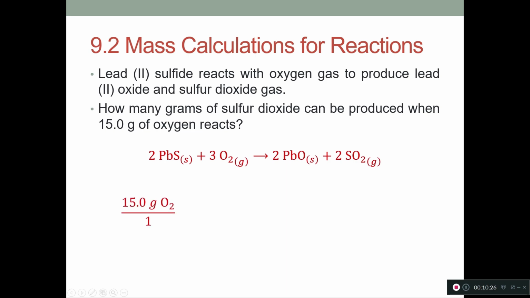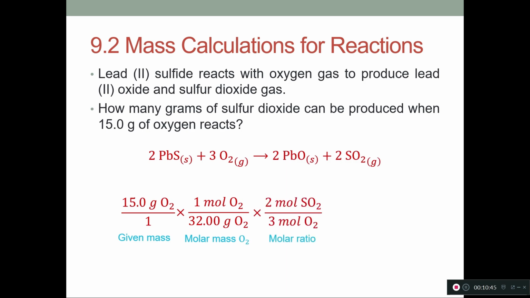This is our given mass of oxygen right here, the 15.0 grams of O2. Then we want to use the molar mass here of our oxygen. So remember, this is O2, so we have to take the 16 that you would see on the periodic table and multiply that by 2. So that's the 32.0 grams of O2. Then we want to use our molar ratio of the oxygen to the sulfur dioxide here, then the molar mass of the sulfur dioxide. And when we do that, we get 20.0 grams of sulfur dioxide.